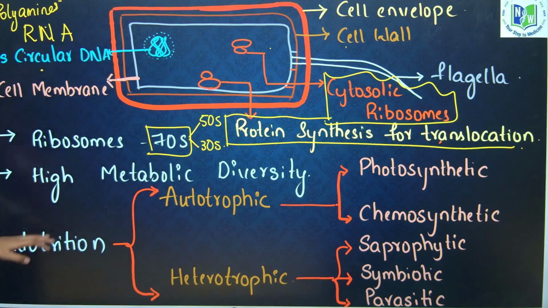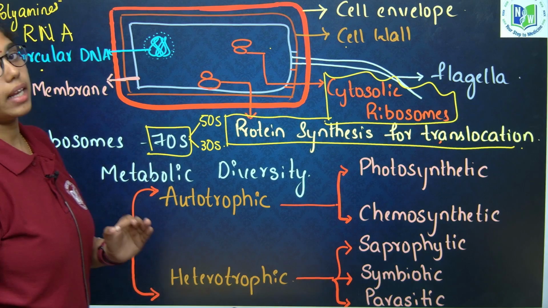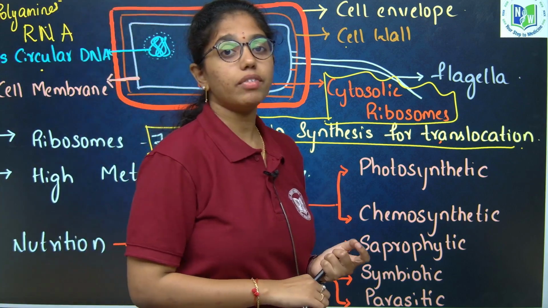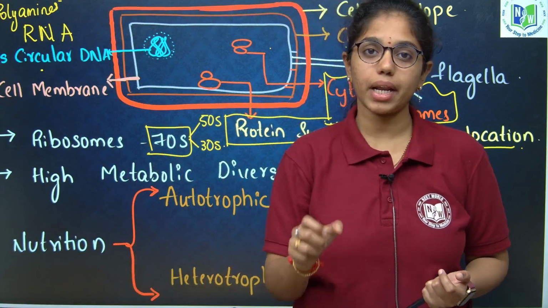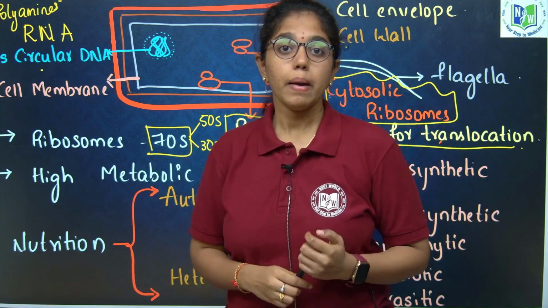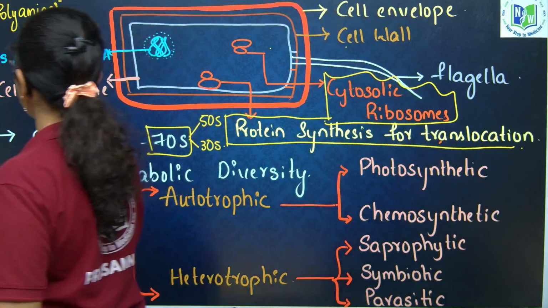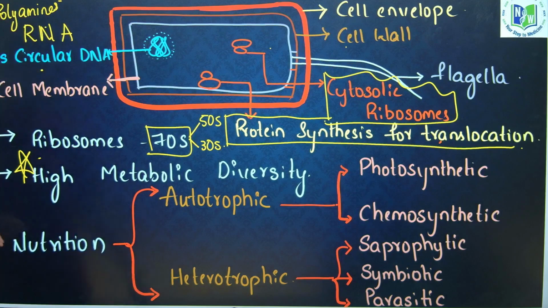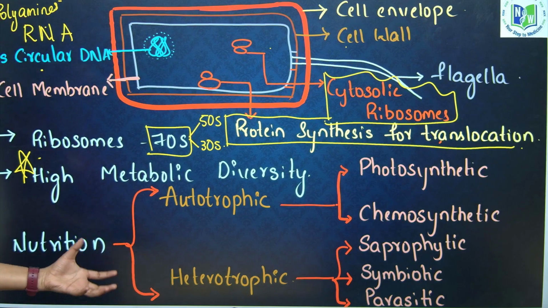Next, high metabolic diversity is seen in the kingdom Monera. High diversity with respect to morphology and habitat is seen in the kingdom Fungi. Metabolic diversity, though, your answer should be the kingdom Monera. So, what is the metabolic diversity that you see?